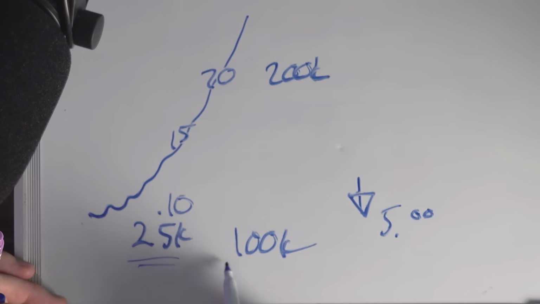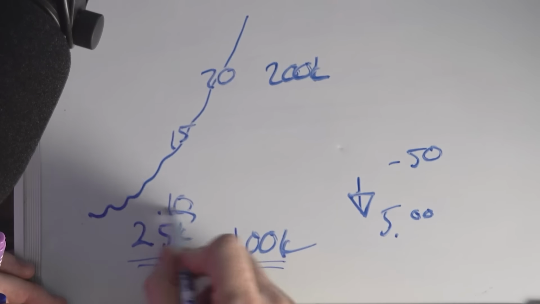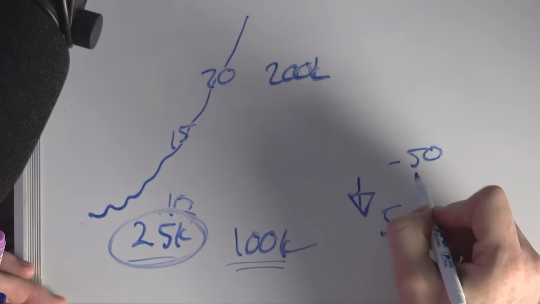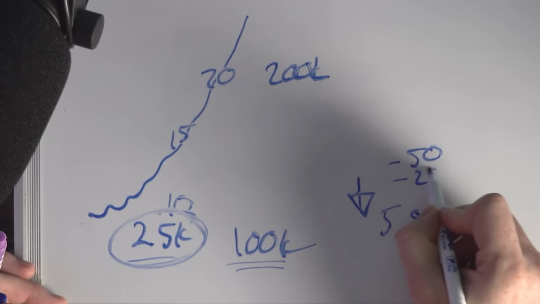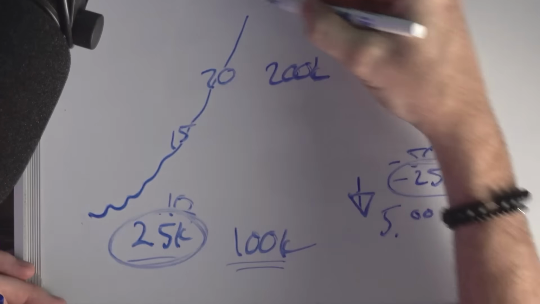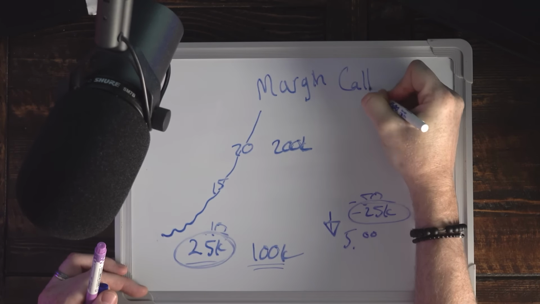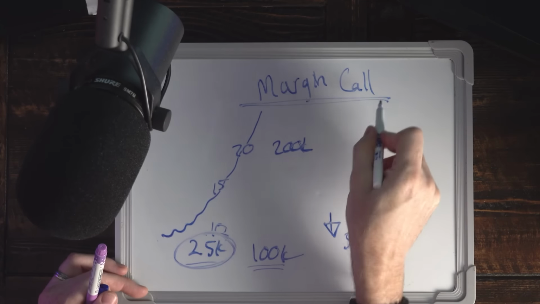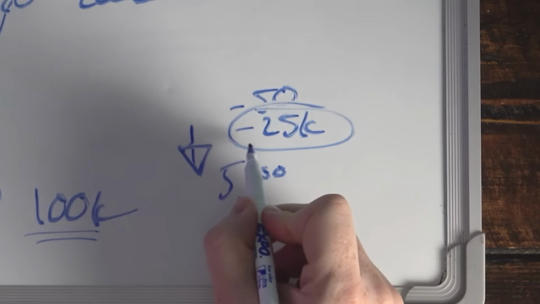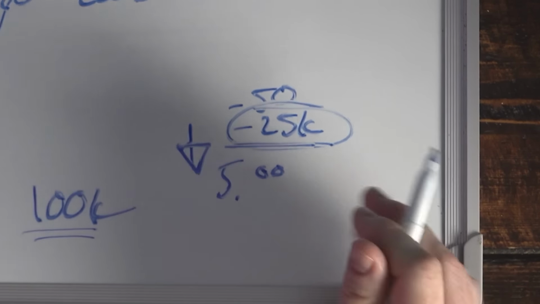You put in $100,000, it's now down 50,000 off the top. Your 25,000 is gone. You now owe your broker the difference. 50 minus 25 is 25. So you now owe your broker $25,000. And so this is called a margin call. A margin call will be issued by a broker, and they'll say you need to add more money to your account. Otherwise, we're going to liquidate your position, because the broker doesn't want to go negative 25,000.